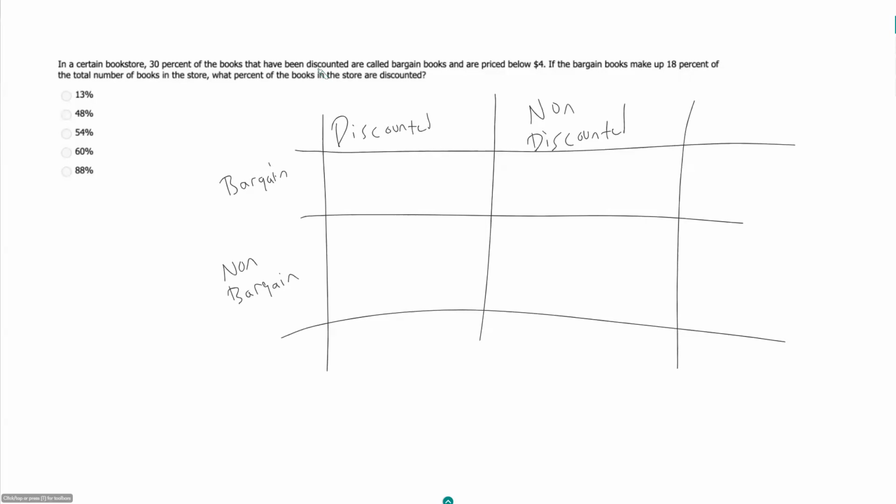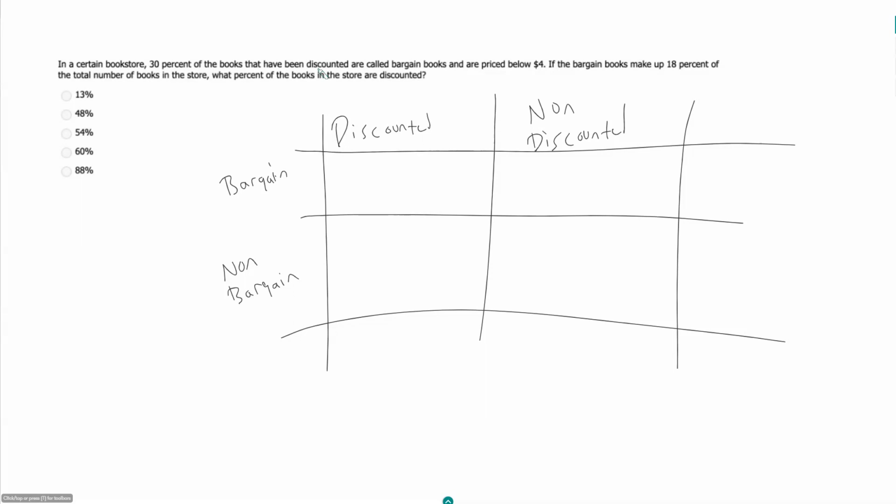You have some crappy book that nobody wants, so they sell it for 50 cents or something. It doesn't necessarily mean it was discounted to 50 cents. So it's not a discount book, but it's still a bargain book because it's below $4. But I'm pretty sure you can't get an answer that way, meaning if it's possible to have bargain books that are not discounted. Let's see how far we can get.